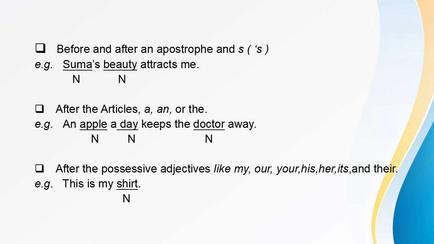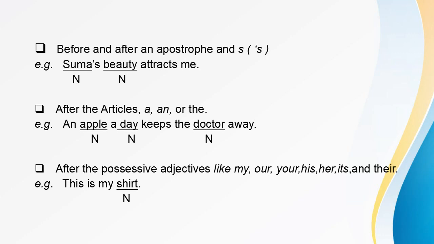Now let us see the last and fifth rule of identification of a noun. After the possessive adjectives like my, our, your, his, her, its, and their, if any word is used, that word must be a noun. My dear students, how easy it is. This is my shirt.